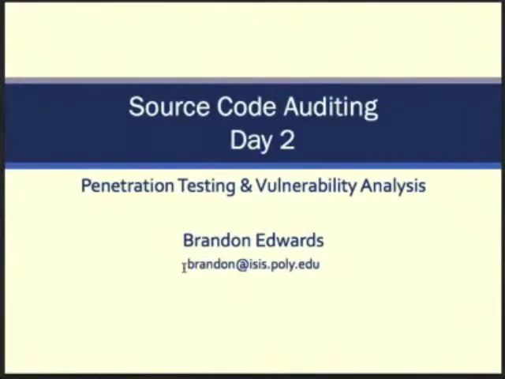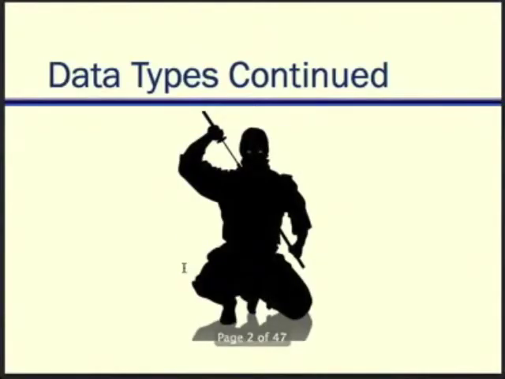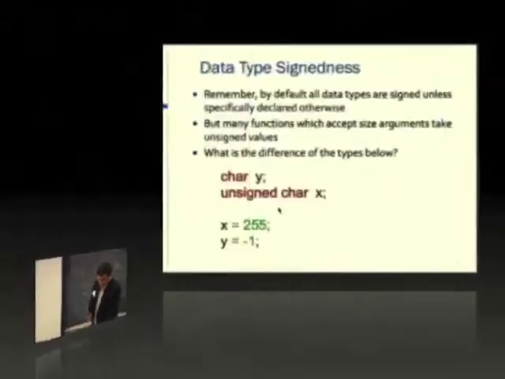Day two of source code auditing. Back onto data types. So we started covering these. These are integer overflows, things like that. There's a few more things I wanted to cover, mostly because of the technical difficulties from last class. I will try and cover it slower and be more consistent and thorough in the description. I realized that this stuff gets pretty complex.